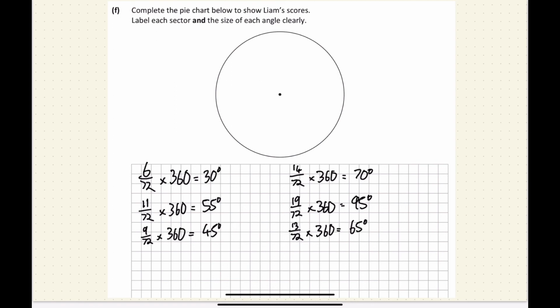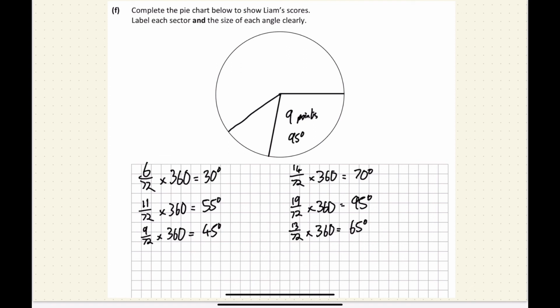So the 95 one I can kind of do. So 95 will be roughly like that. Okay, so that was the score of 9. So label 9 points. All right, and 65. No, not 65. 95 degrees. Okay, 70 might be, nah, so you can't really get the rest.